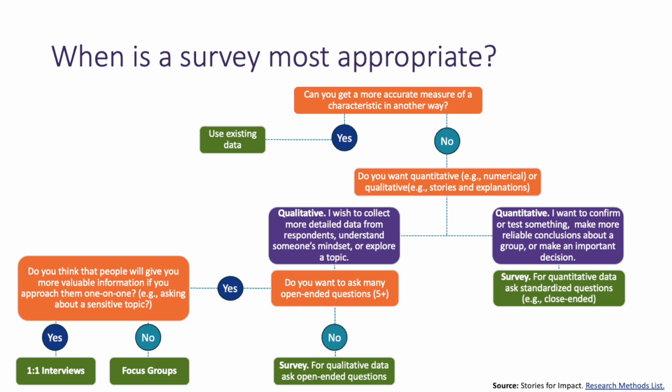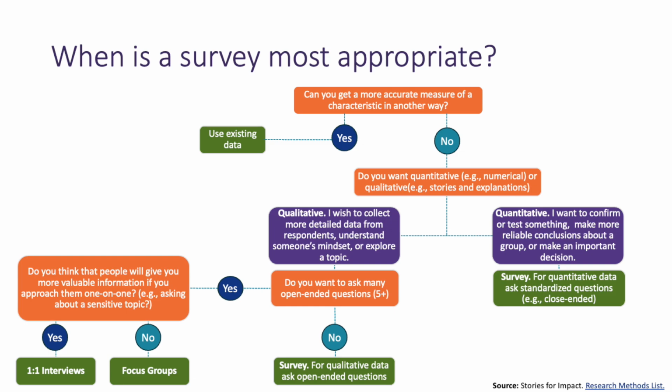So Claire and I put together this little decision tree of thinking about when a survey is going to be most appropriate. So always first we want to ask ourselves, can we get a measure of the characteristic in another way? If the answer is yes, we want to use those existing data.